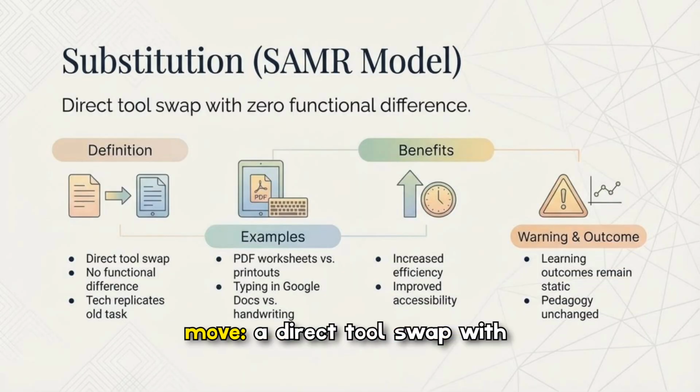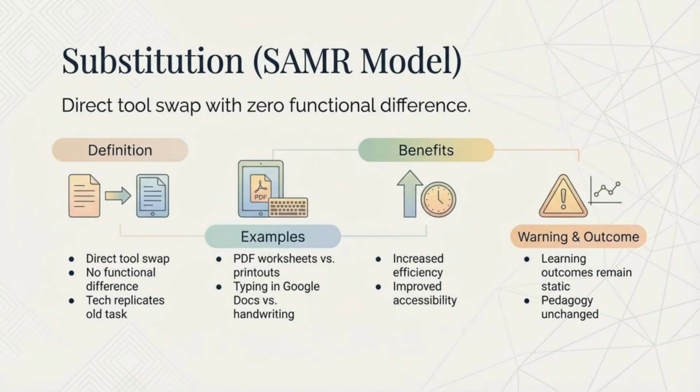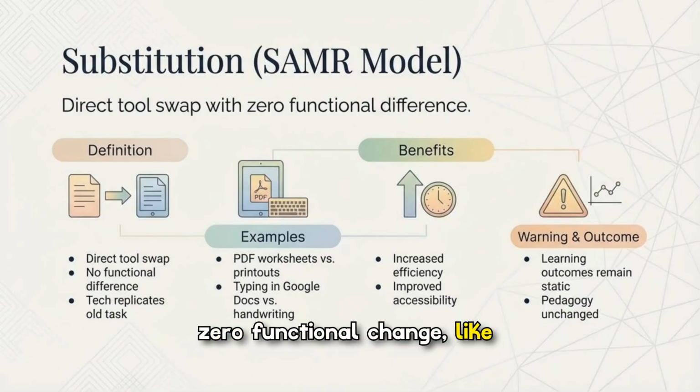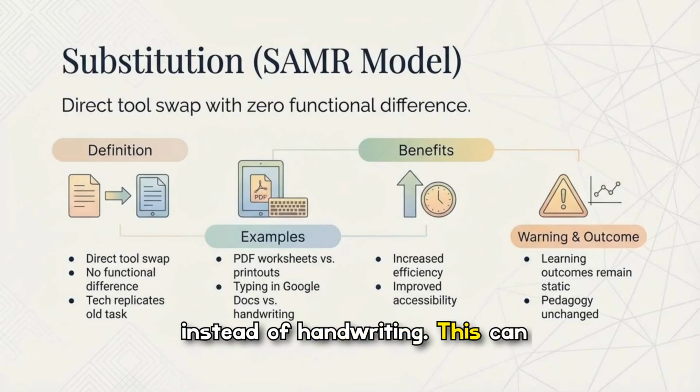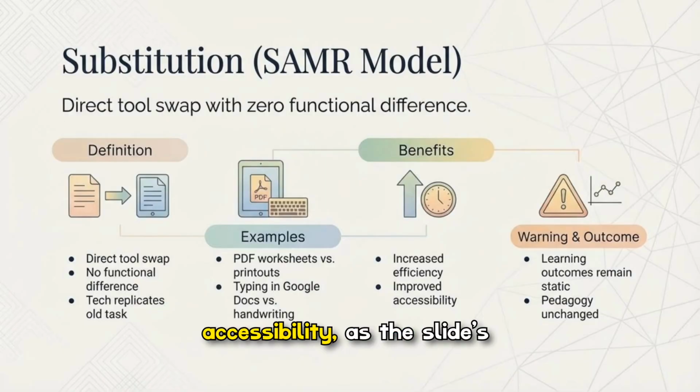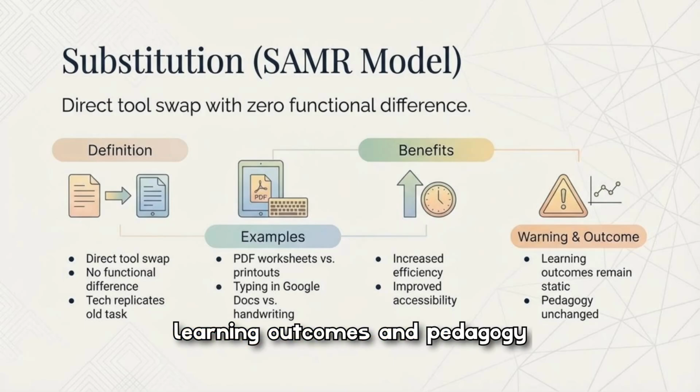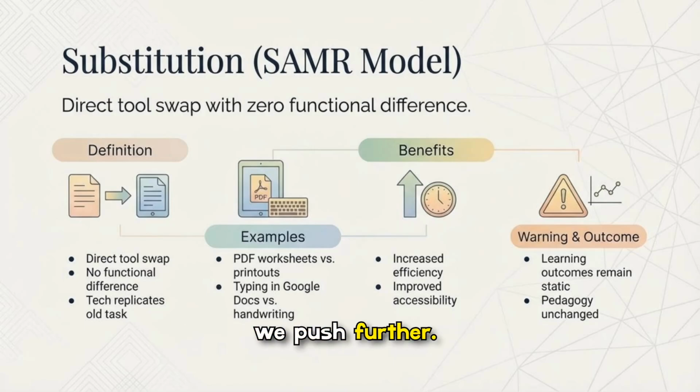Substitution is the simplest move, a direct tool swap with zero functional change, like sharing a PDF instead of a printout, or typing in Google Docs instead of handwriting. This can increase efficiency and accessibility, as the slide's flowchart shows. But it's a cautionary reminder that learning outcomes and pedagogy often remain unchanged unless we push further.